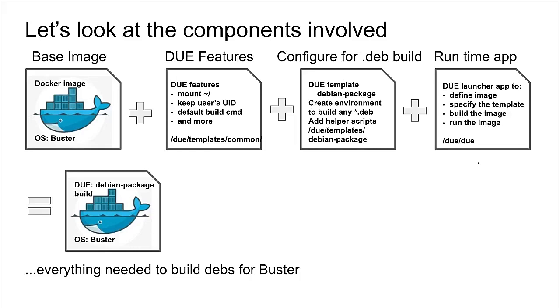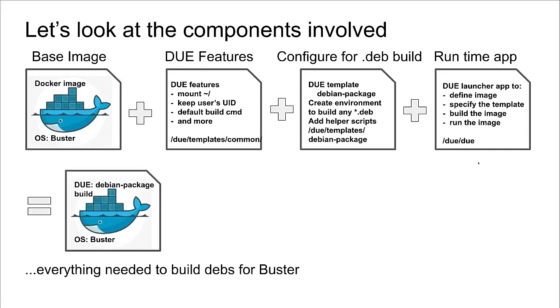So that was building Watchdog for a different Debian distribution. Let's take a closer look at what was going on in some of those steps where the Docker image was actually created. So our base image was a Debian Buster image. So that's most of the operating system right there.